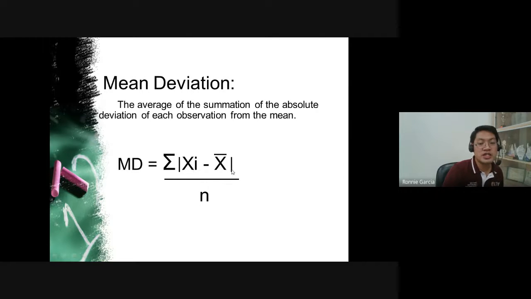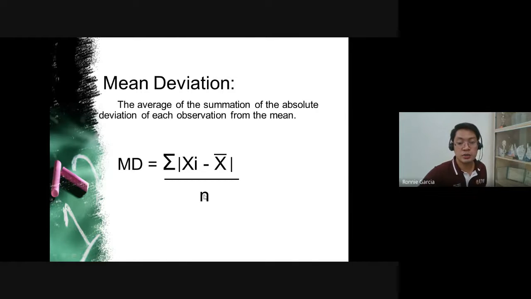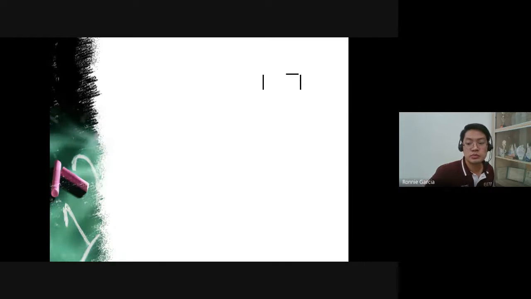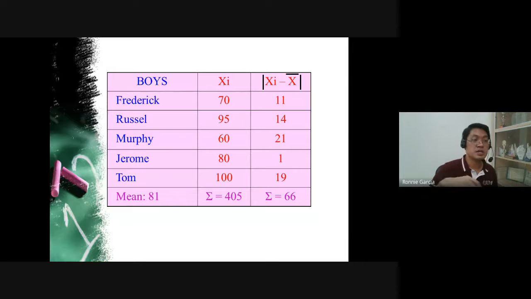Summation of the deviation, divided by n. Valiente, what is absolute value? Sir, distance from 0, sir. Very good. And when we get the distance from 0, kung distance siya, it means that it's always positive. So the absolute value is the positive value of the difference.